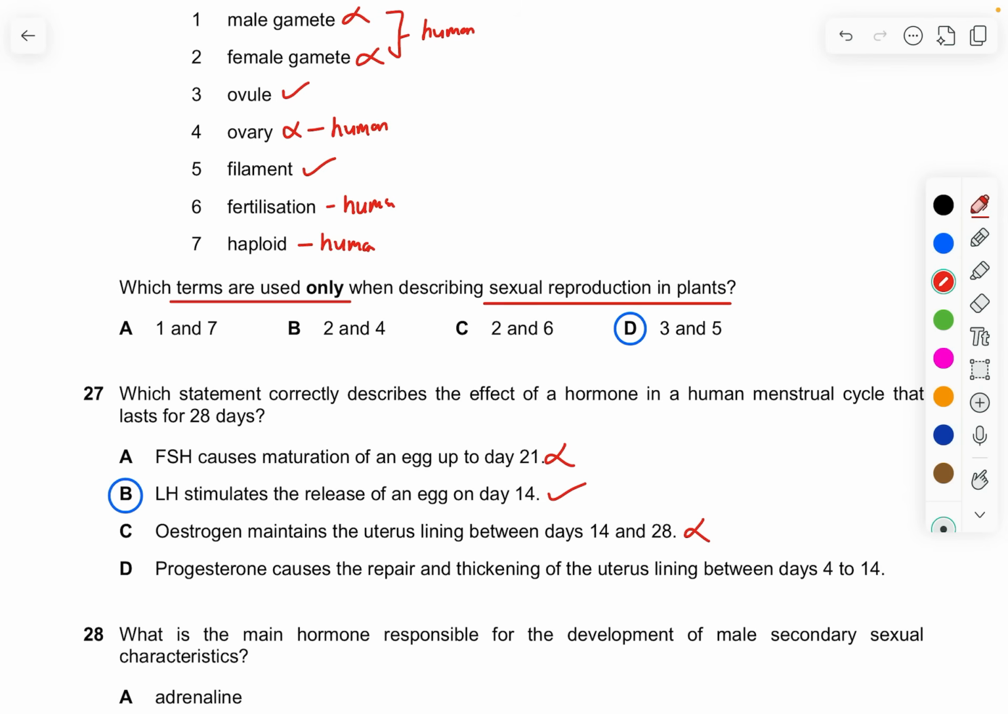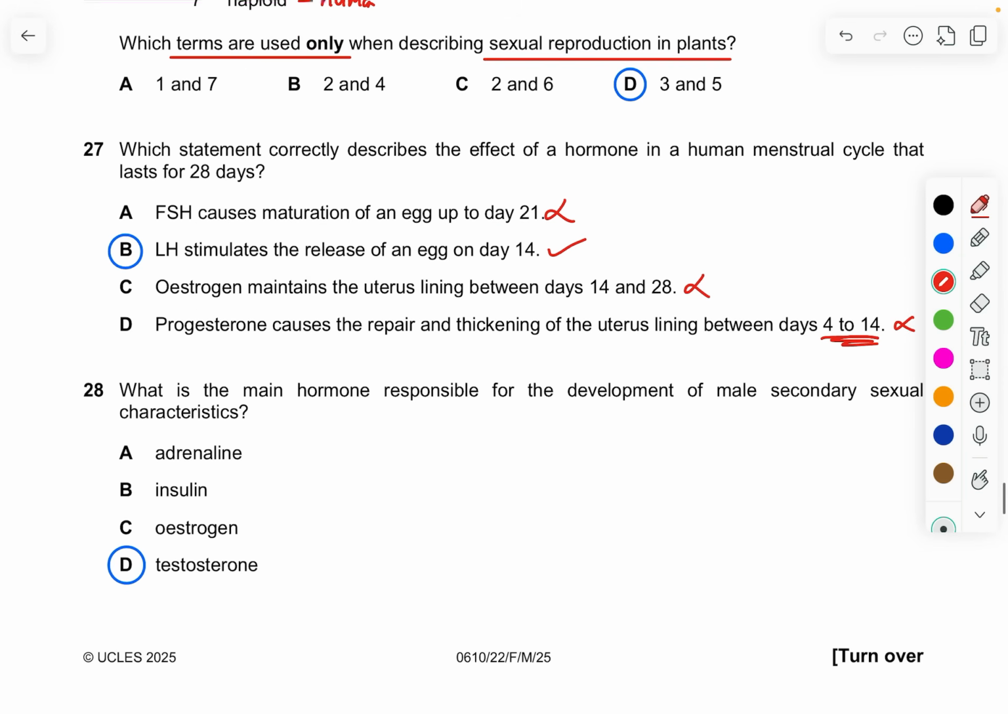Progesterone causes the repair of the thickening of the uterus lining between day 4 to day 14. This is actually incorrect. It should be after day 28 towards the prepping of the new menstrual cycle. After the uterus has broken down already, then progesterone will start to repair to prepare for the next menstrual cycle. So that shouldn't be in day 14. Day 4 to day 14, it should be quite near towards the end and the very beginning few days of the menstrual cycle.